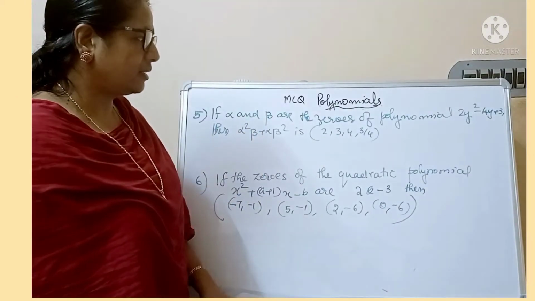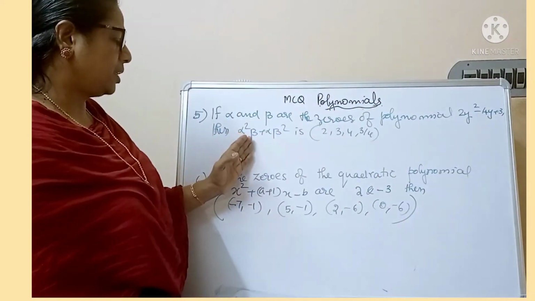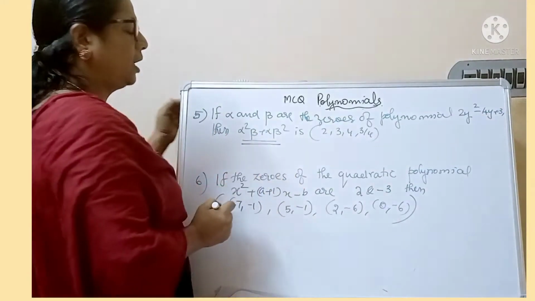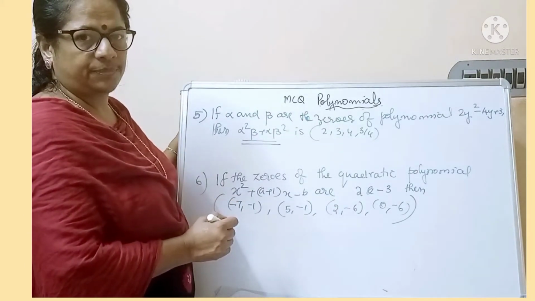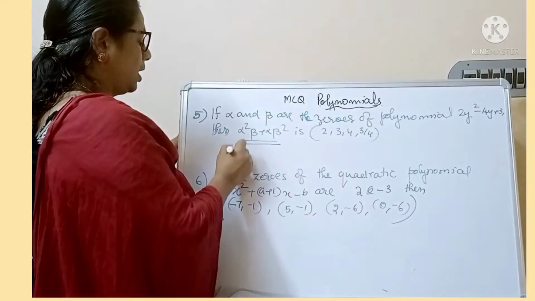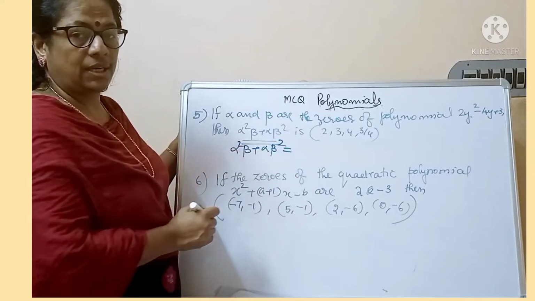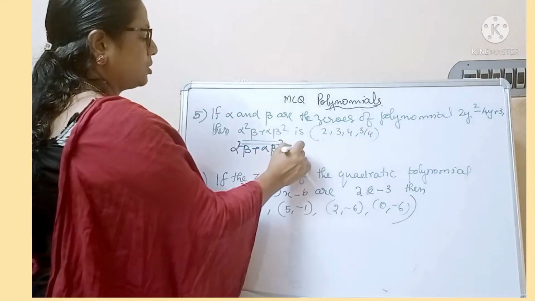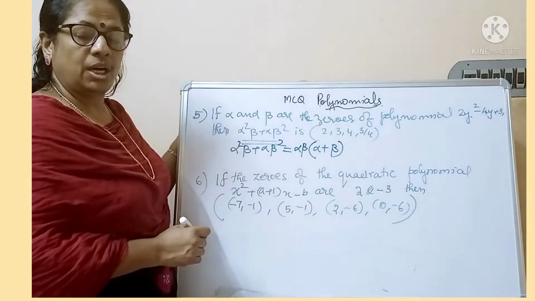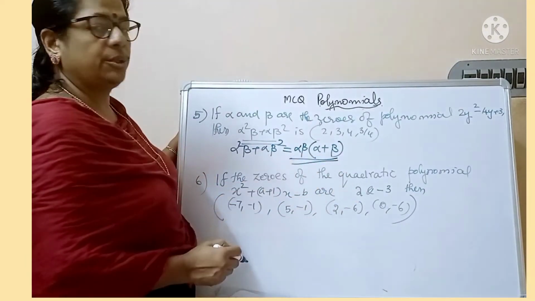Look into the fifth question. If alpha and beta are the zeros of polynomial 2y square minus 4y plus 3, then find alpha square beta plus alpha beta square. Can you get an idea? So it can be written as alpha square beta plus alpha beta square. Here both contain alpha beta as common. So we can write alpha beta taken outside, into alpha plus beta. Then we will get alpha beta into alpha plus beta.